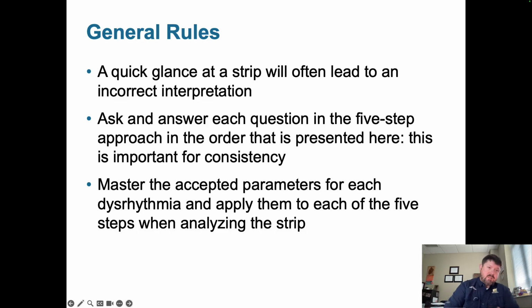A quick glance at the strip will often lead to an incorrect interpretation. That goes back to what I was just mentioning a moment ago. Ask and answer each question in the 5-step approach in the order that I'm going to present. That way you are consistent. No matter what, when you're interpreting rhythms, you want to be consistent. You want to master the accepted parameters for each dysrhythmia and apply them to each of the 5 steps when analyzing the strip.